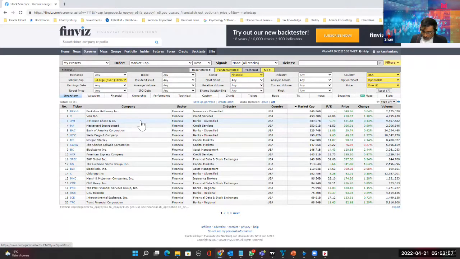Also, I will add to the list JP Morgan, Mastercard, Bank of America. These are all big financial companies. So we will do our analysis later on, but at this moment, I am adding these financial companies: Wells Fargo, Morgan Stanley, and also Blackstone. I like Blackstone, and then Charles Schwab, SCHW.